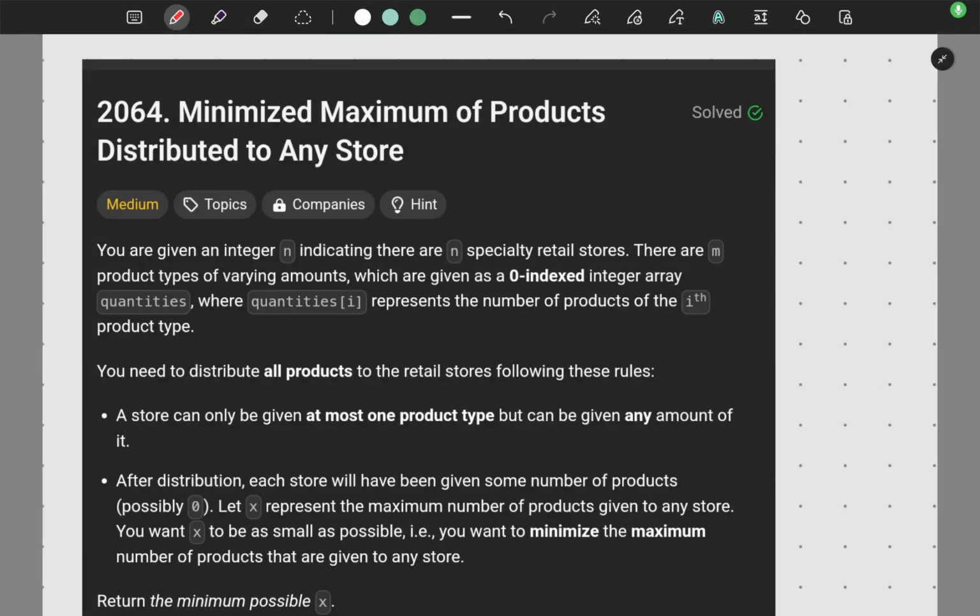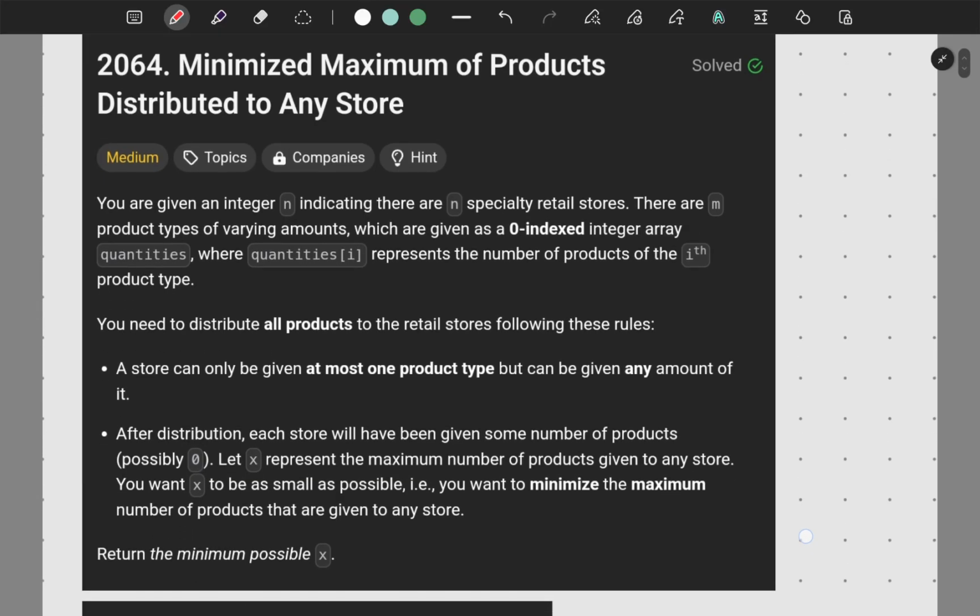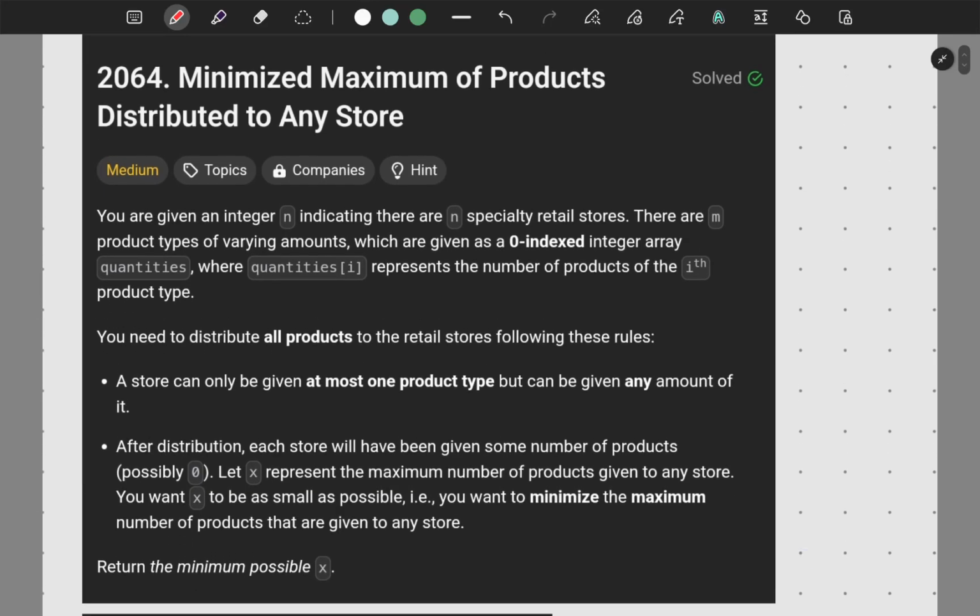Hello everyone, let's look at minimized maximum of products distributed to any store. So we are given an integer n and there are n retail stores. We have m products, product types, and the quantity of each product is described in a quantities array.